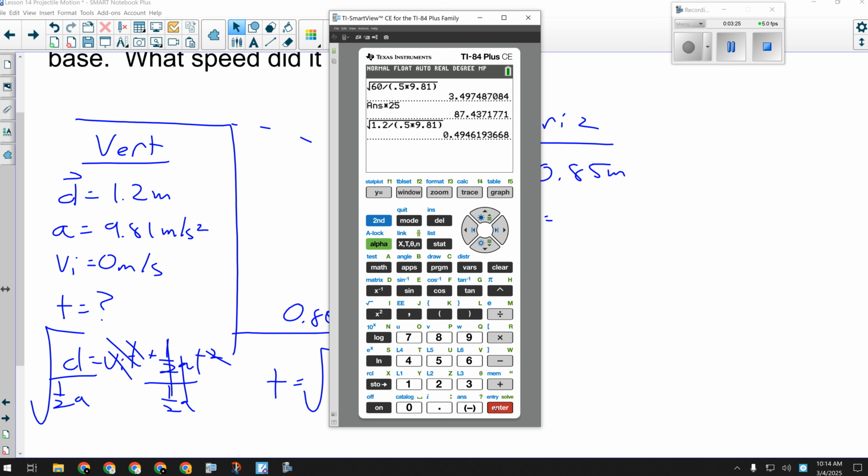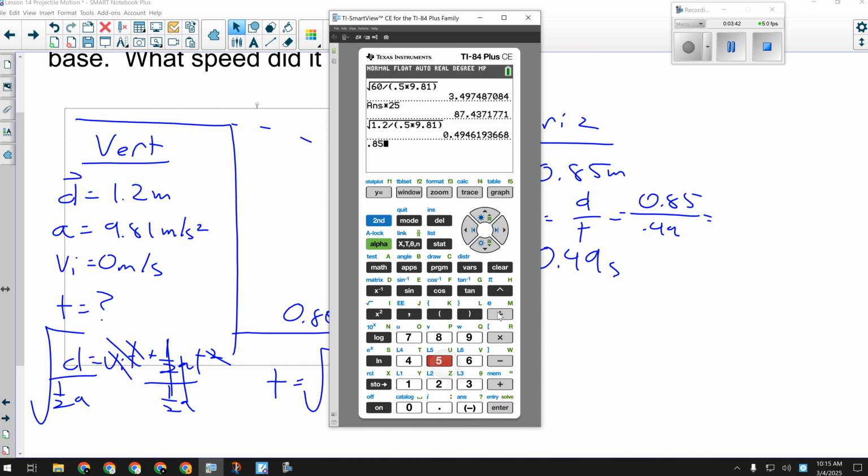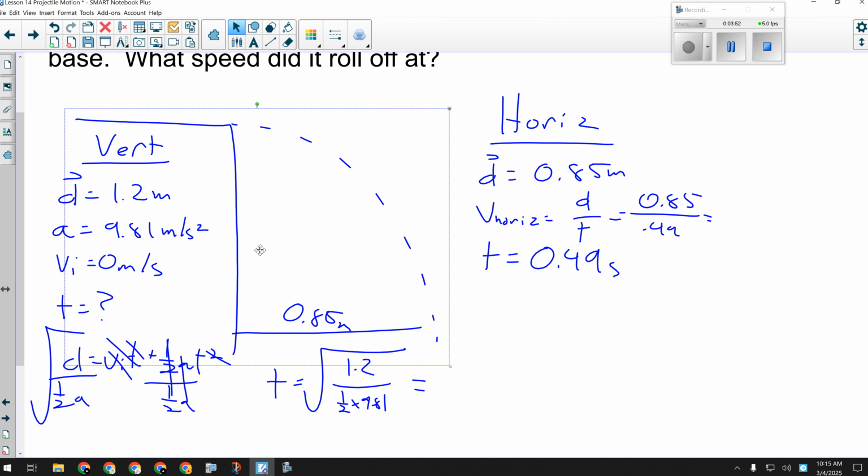All right, now that I have the time, now I can bring that over here. Okay, and I can use it to calculate v. v equals d over t. 0.85 divided by the 0.49, obviously with all the decimals, okay, for significant digit rules here. Okay, so it rolled off the table at 1.7 meters per second. Okay, is that ringing a bell from yesterday?